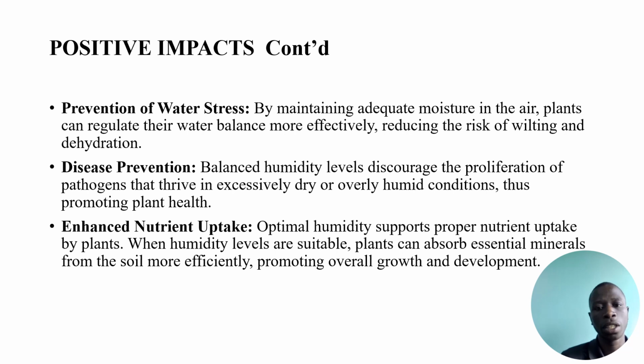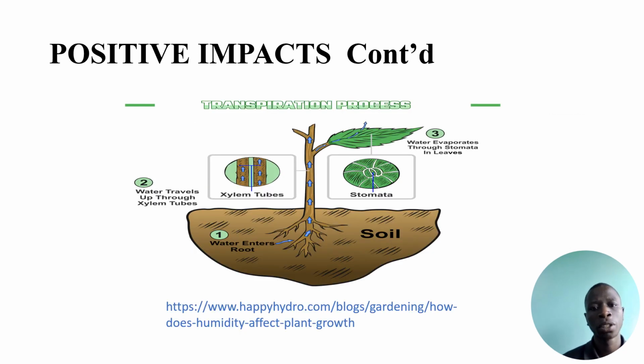So when there is optimal humidity, it tends to regulate the optimum water needed by the plant, and that optimum water can facilitate the uptake of the nutrients. As you see in this picture, we see the process of nutrient uptake for the plant.